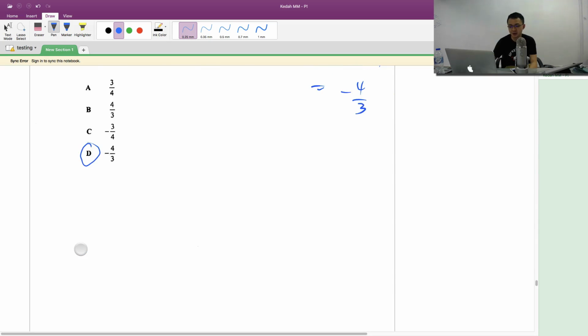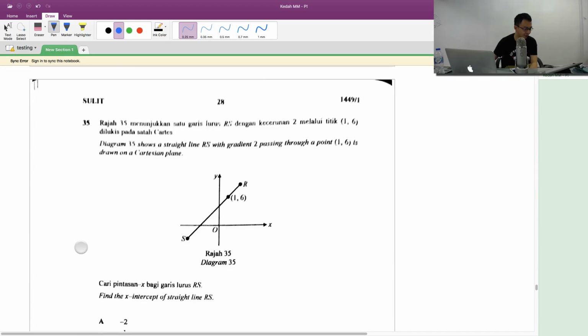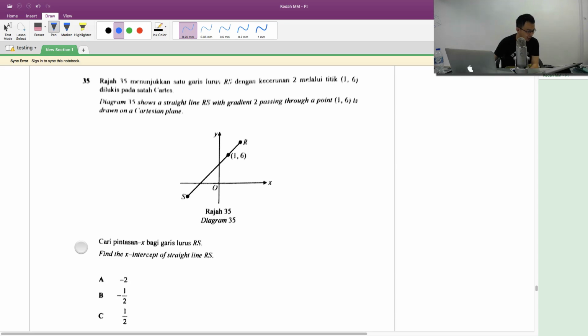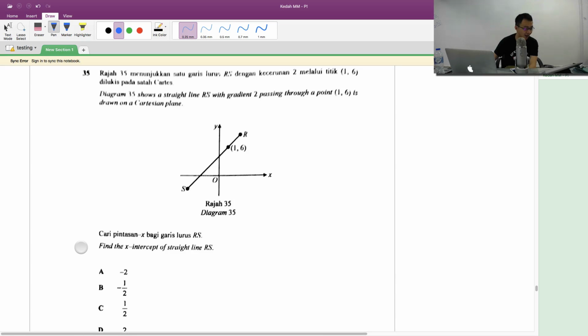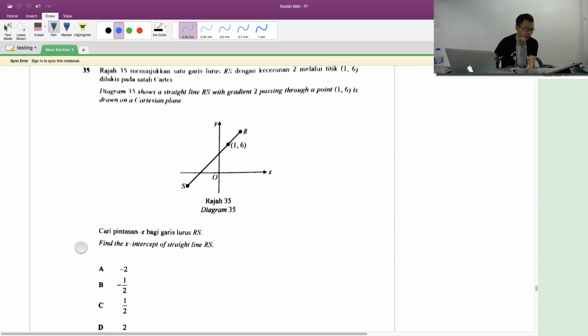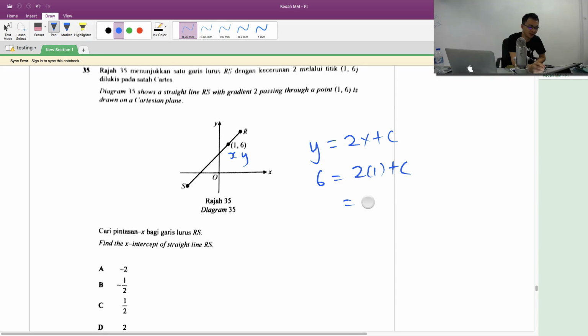Alright, so let's continue. 35. Okay, diagram 15 shows the straight line RS with gradient 2 and passing through 1, 6. Find the x-intercept of the straight line RS. This one, you have to form the equation by yourself. So gradient is 2, y equals 2x plus c. I have a coordinate 1, 6. I substitute 6 into y and 1 into x because I want to find c. So c equals 6 minus 2, c equals 4.